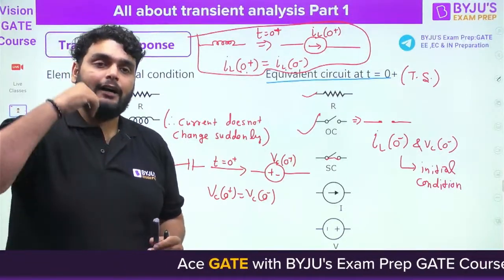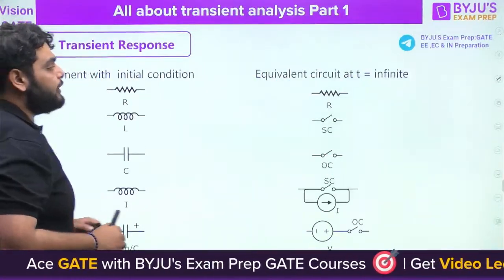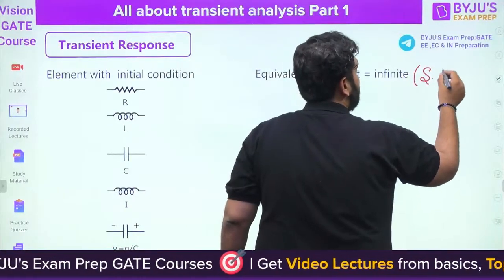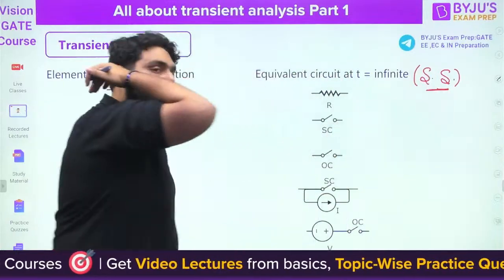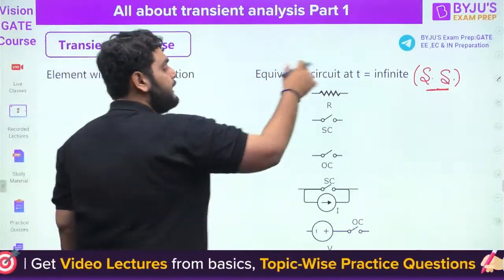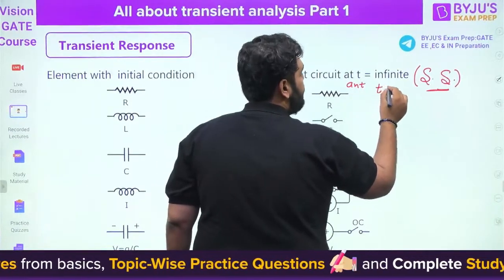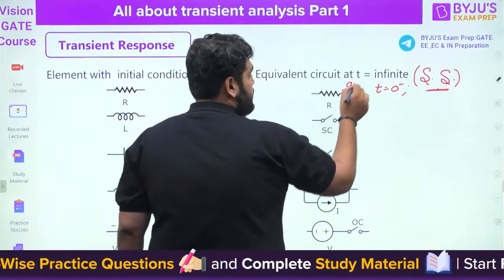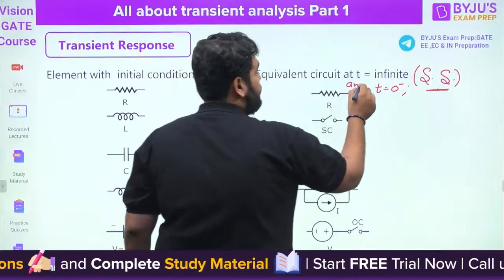Then after that you can go for the question further. Now if you talk about t equal to infinite, or I can say a steady state, understand this point: this steady state is also before t equal to 0. So you can say t equal to infinite, and you can also say at t equal to 0 minus, because steady state also occurs before t equal to 0.